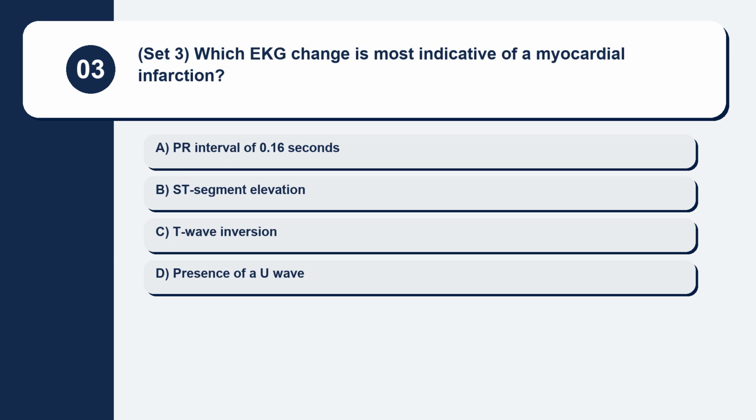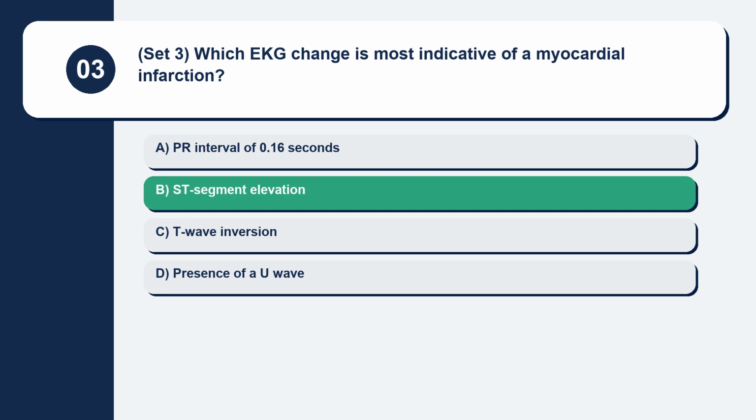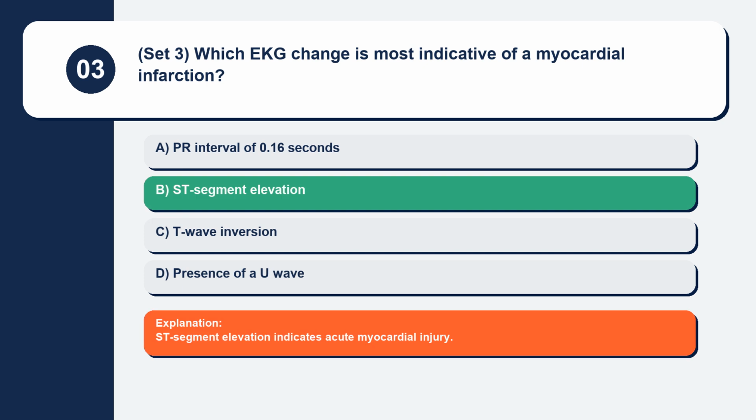Question 3. Set 3. Which EKG change is most indicative of a myocardial infarction? PR interval of 0.16 seconds, ST segment elevation, T wave inversion, presence of a U wave. ST segment elevation indicates acute myocardial injury.